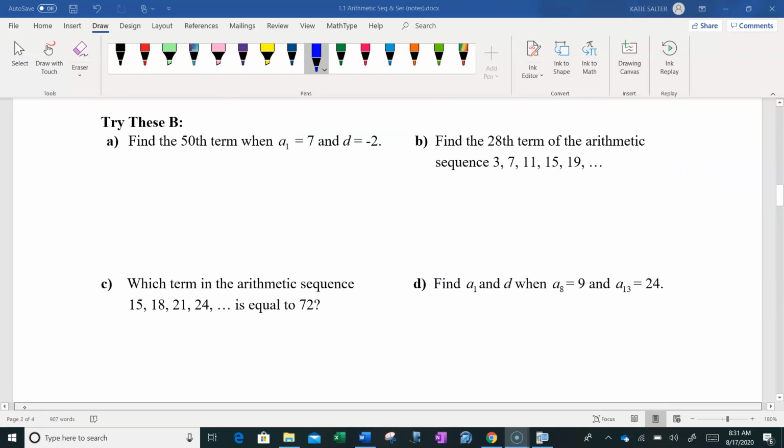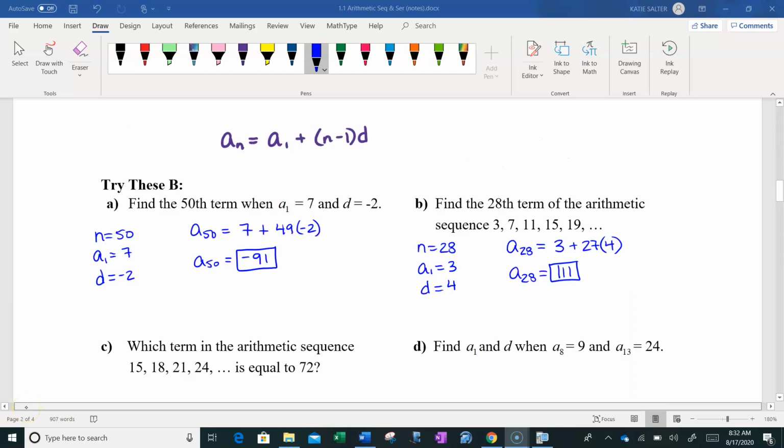Go ahead and try question A and B in the Try These B. Pause the video, and when you're done, start it back to see how you did. All right, so for A, we should get negative 91, and for B, we should get 111. You can see that these problems do not take a lot of work, but guys, when you are showing your work, you need to at least show me a setup. If I'm giving you this problem and all I see is negative 91 written down, I'm going to be like, where did you get that from? It doesn't take that long to jot down a few steps, so try to pretend like you have absolutely no technology when doing these. Actually write out your steps, and then if you use your technology to do some basic calculations, that's fine. But you should show some work here.